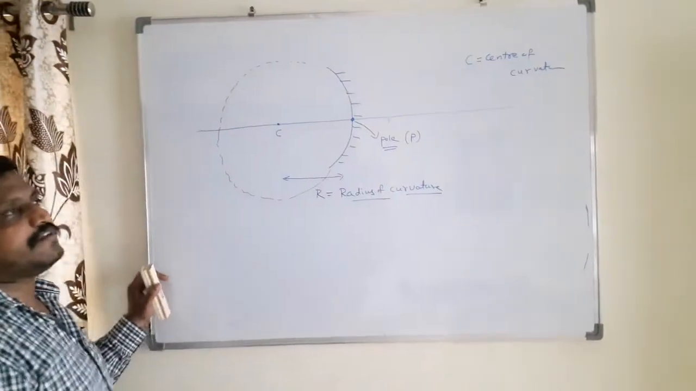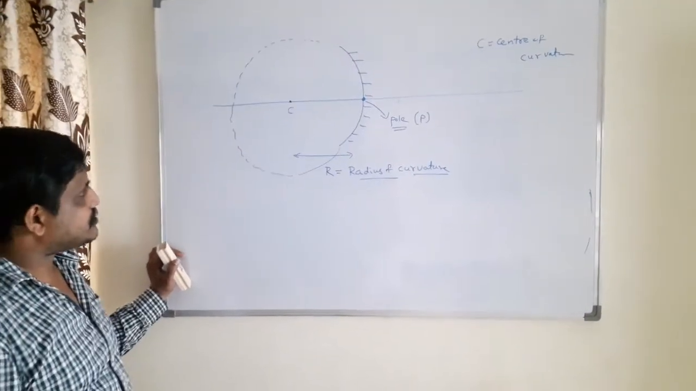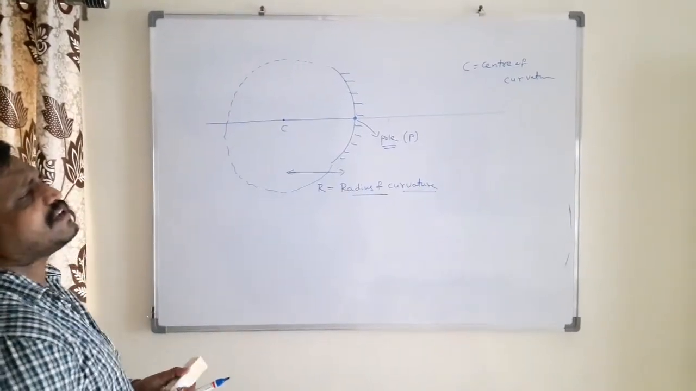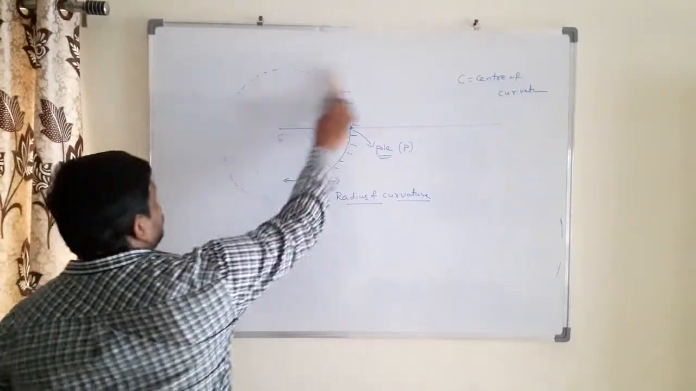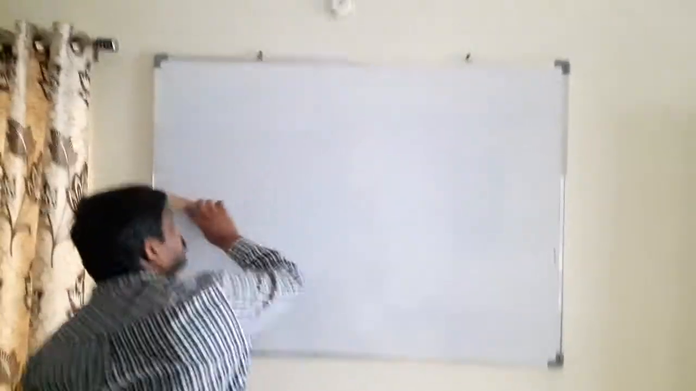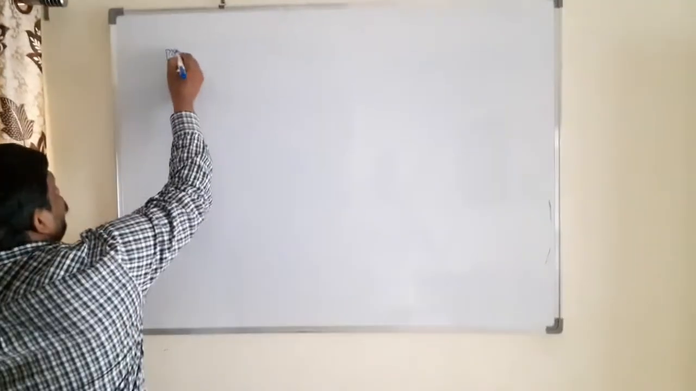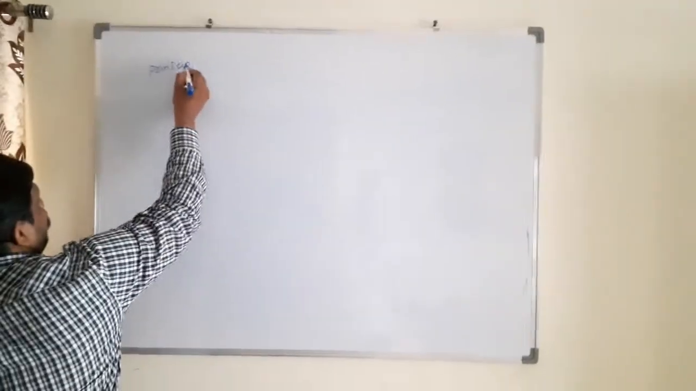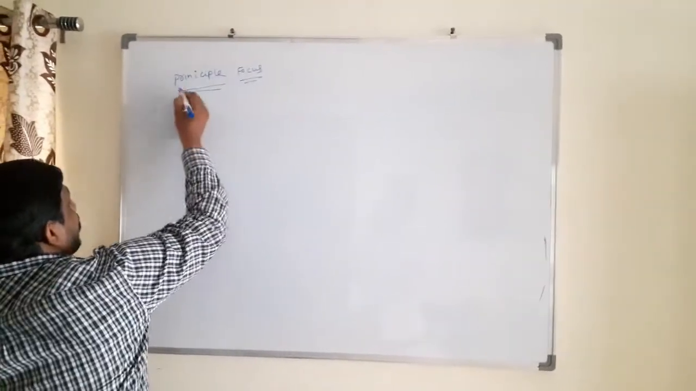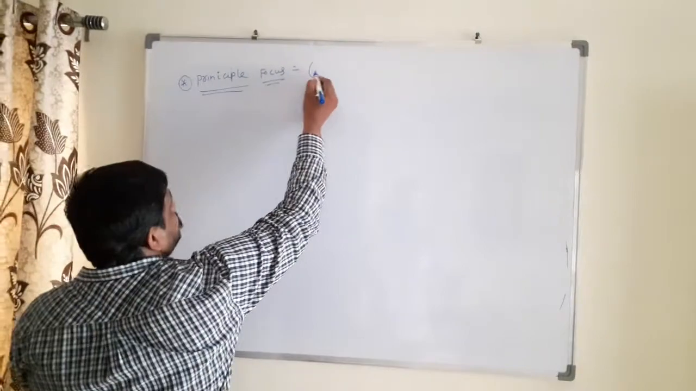What is the radius of curvature? The distance between the pole and the center of curvature is the radius of curvature, simply the radius of the imaginary sphere. Now I have discussed pole, center of curvature and radius of curvature. Next I discuss the principal focus.